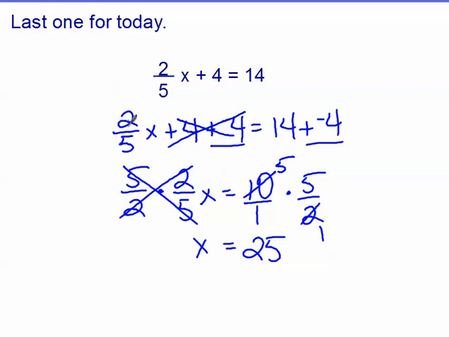So multiplying with a fraction, it's no big deal. You just multiply by its reciprocal. So that's how we do two-step equations. We first get rid of add, subtract. Then we get rid of the multiply, divide. We just do everything in reverse order of operations.